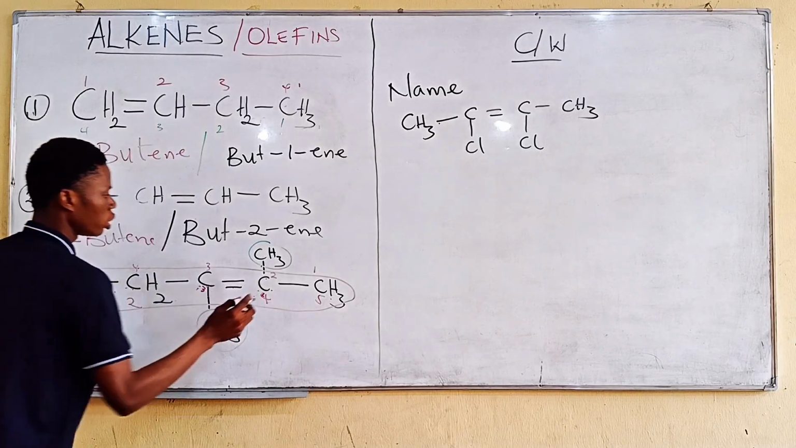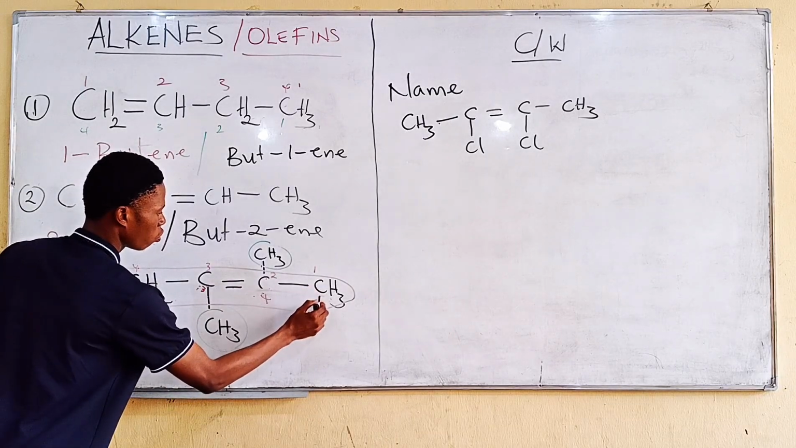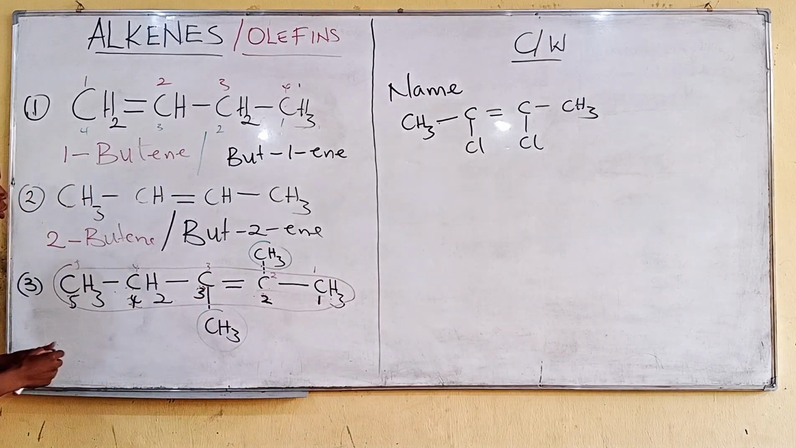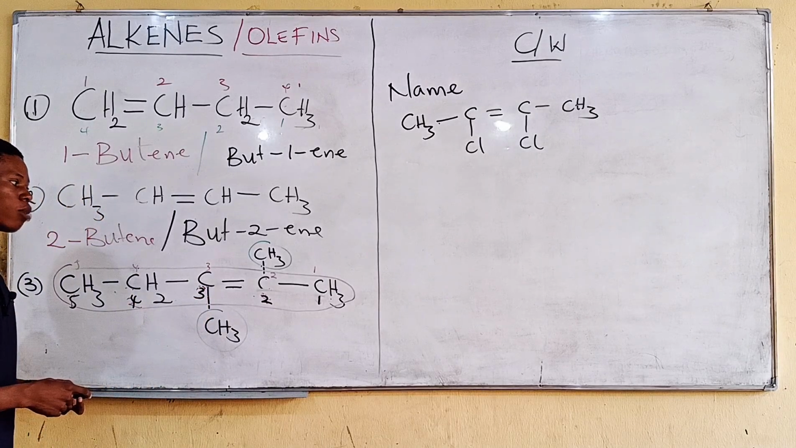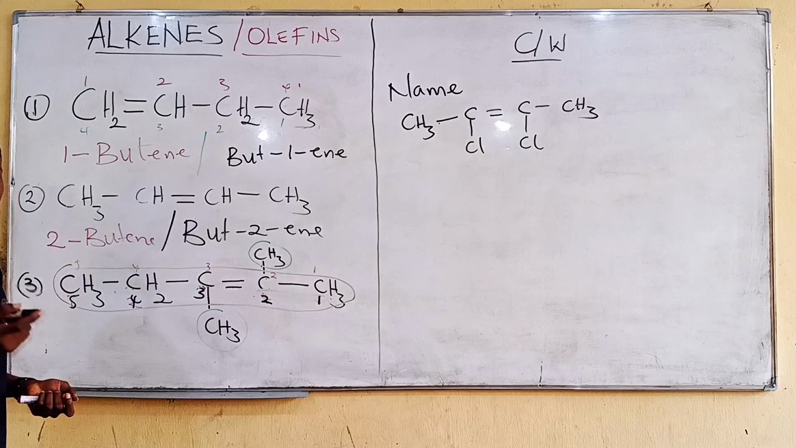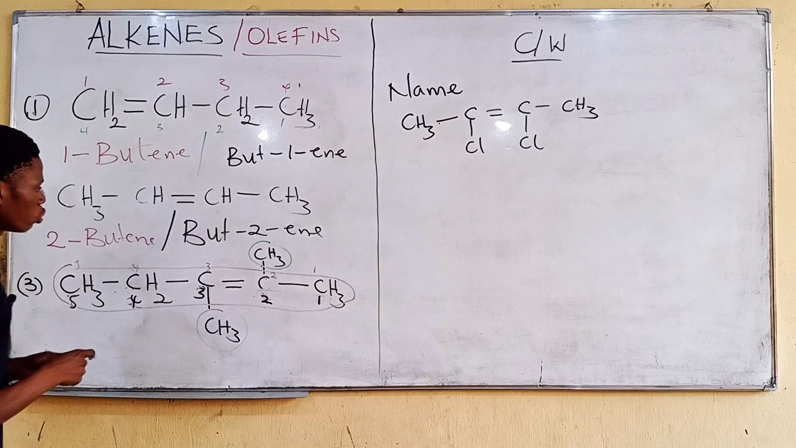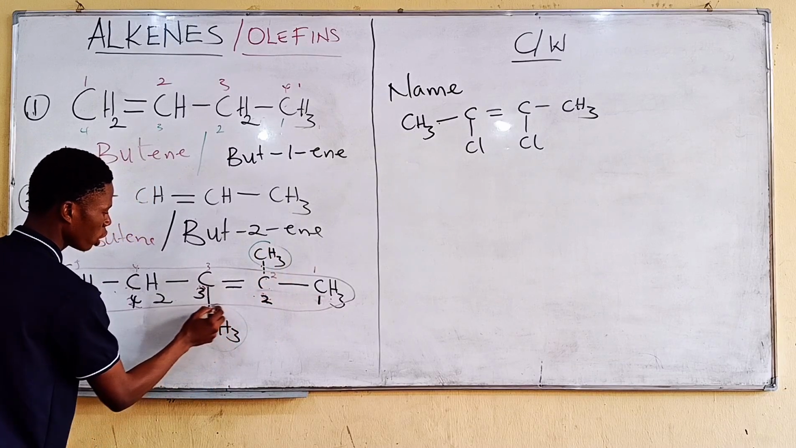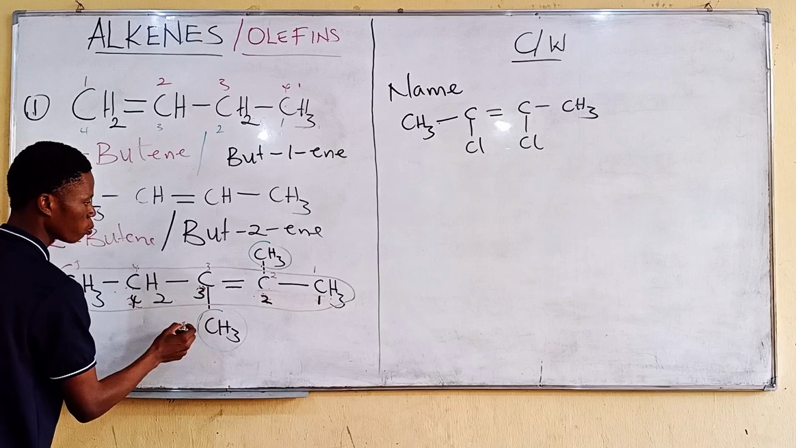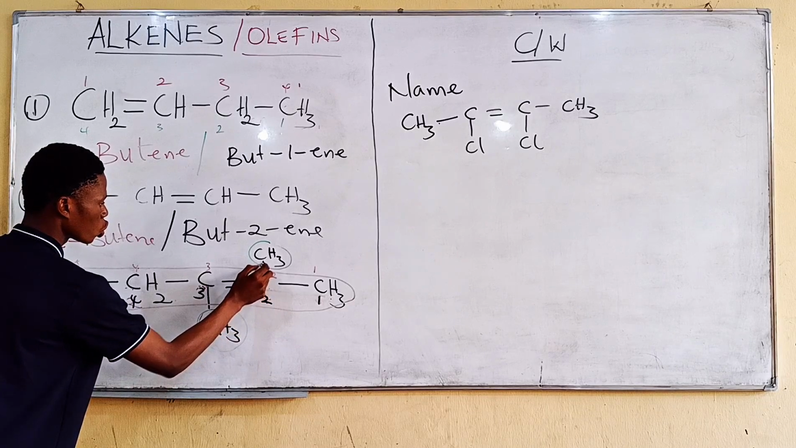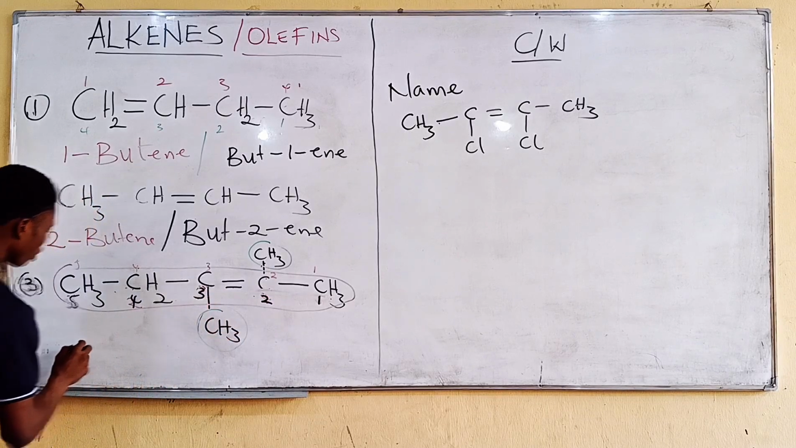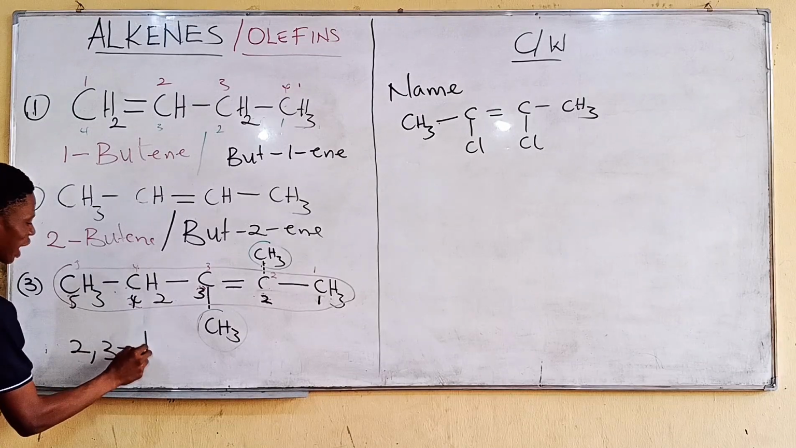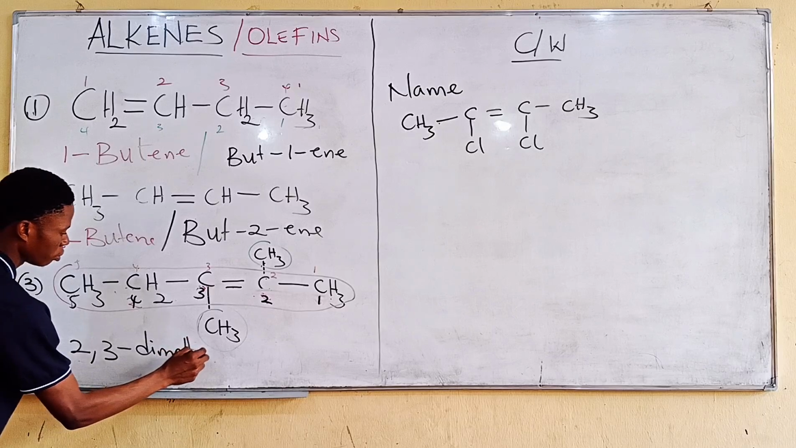All right, now let's go with that. So here we have 1, 2, 3, 4, 5. Since the parent is 5 carbon, you already know it is pen-something, right? Because 5, pent. Now the substituents: this one is a methyl group, this other one is a methyl group. So we have 2 methyl groups, on position 2 and position 3. So we have 2,3-dimethyl.